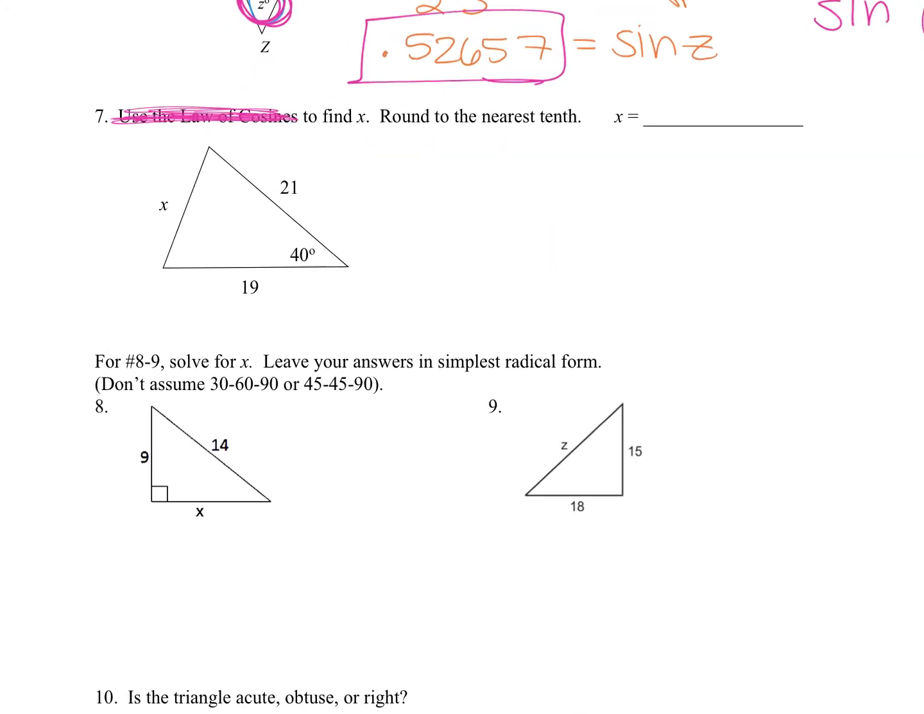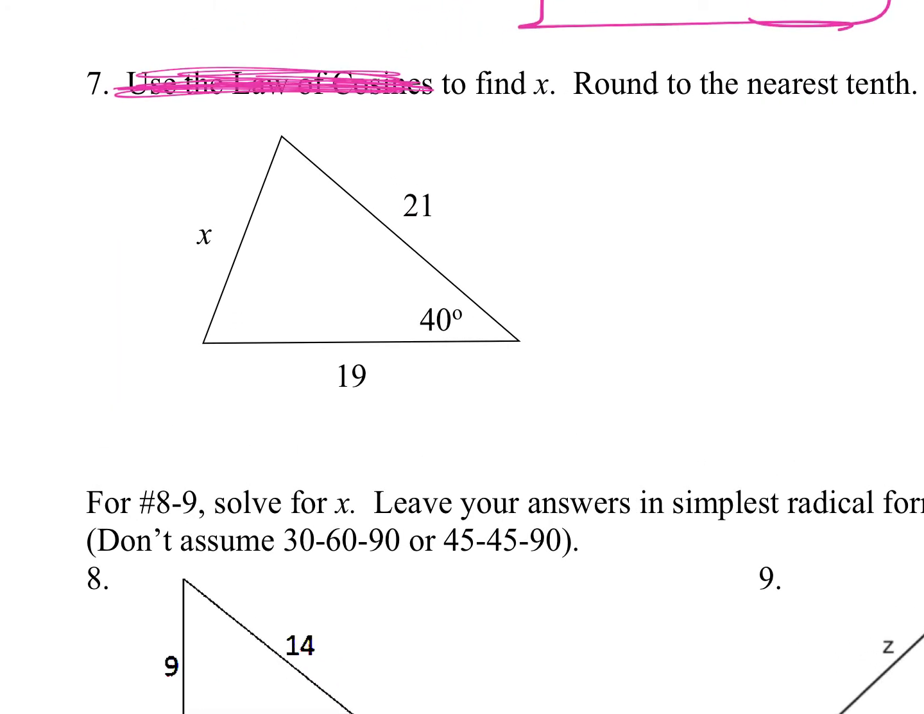Okay, then number 7. So again, on the test, you don't know which one you're using, law of sines or law of cosines. So I would start every one of them by checking, can I do the law of sines? So I have an angle, and I have the side across from it, but I don't have this angle, and I don't have that angle. So I cannot do the law of sines right now, which means it's going to be the law of cosines, okay? Let's set this up for law of cosines.